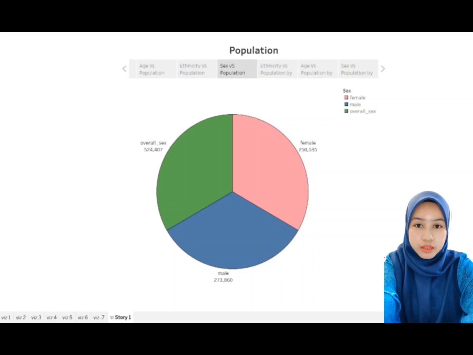There are 2 segments, one representing males and the other representing females. The size of each segment will be proportional to the respective population it represents. In this case, the male segment indicates that there are 273,860 males and 250,535 females.